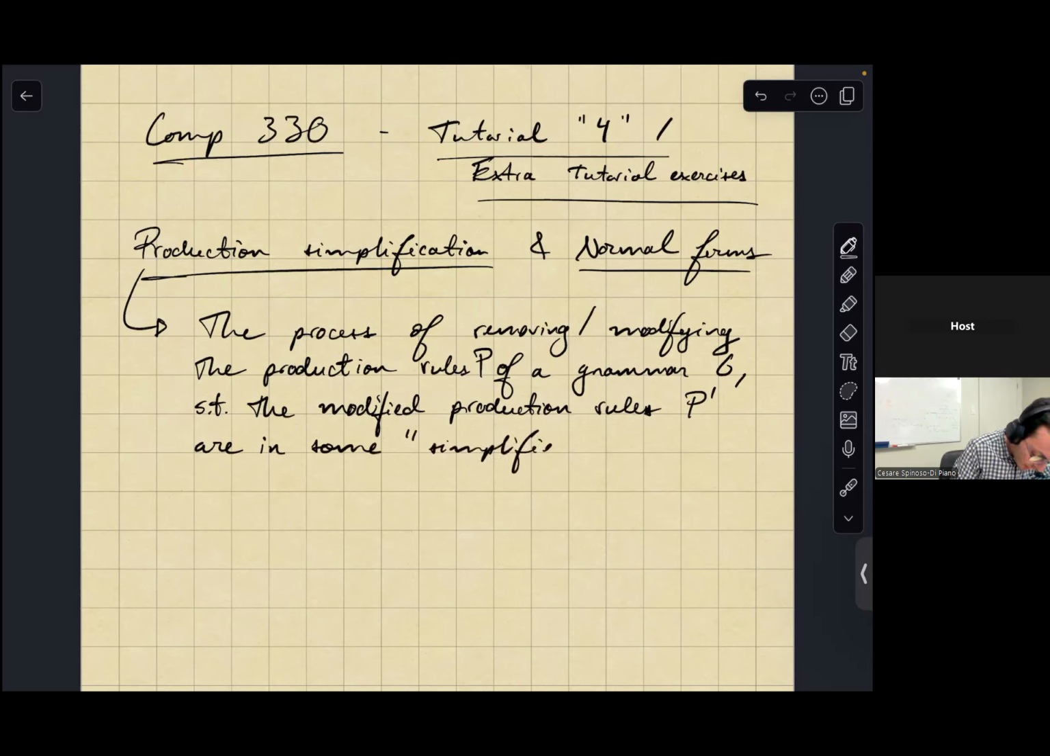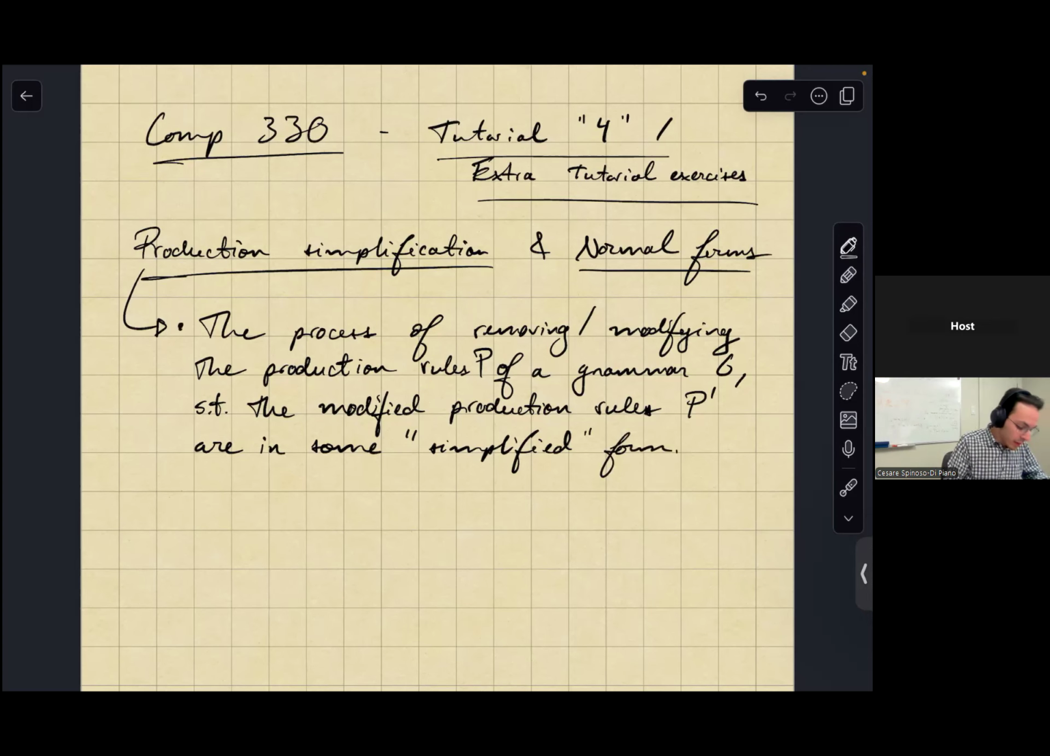Because what does that really mean? Simplified could mean anything. It actually depends on what you care about using the grammar for. So simplified is more like a context-dependent term here, where something might be simplified if you care about one thing, like parsing, versus if you care about something else, like representing explicitly some kind of derivation. Okay.